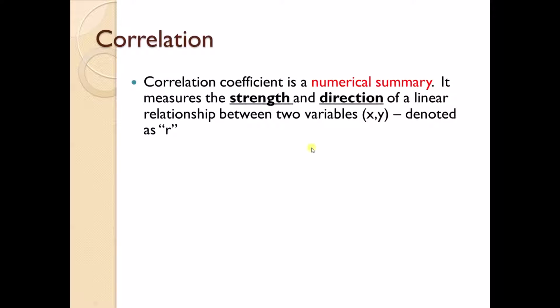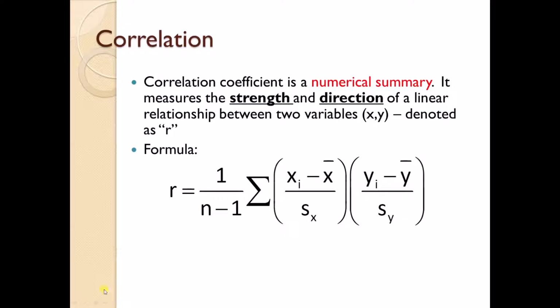All right, the notation for it is this lowercase r. And you notice it's the strength and direction of a linear relationship. So if you find something that shows a strong relationship in an r value, it doesn't tell you that it's linear. It just tells you that I've got a strong relationship. I need to look at my scatter plot to see if it's actually linear. So just because you get an r value that is really showing strength does not mean that you have something linear. So here's your formula.